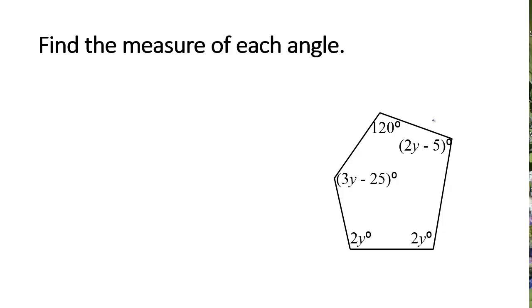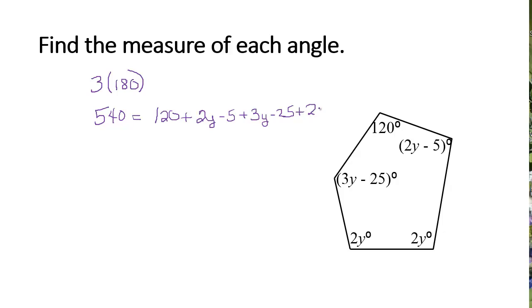The same property follows here. We have 1, 2, 3, 4, 5 sides, so it's a pentagon. That means that we take 5 minus 2 times 180, which is 540. 540 should be equal to 120 plus the 2y minus 5 plus the 3y minus 25 plus 2y plus 2y.